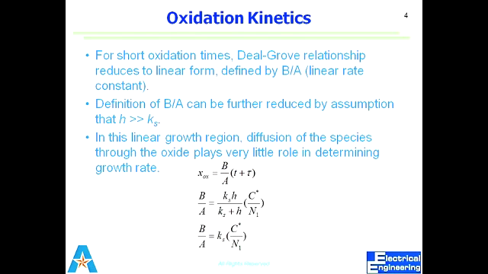Who can explain the second line from the discussion? The second line says the definition of B over A, the linear rate constant, can be further reduced. It means we can say that H is very, very large as compared to Ks. That means the mass transfer coefficient is very high compared to how fast the molecules react with the silicon. Now you get to the point of what the limiting factor is here.